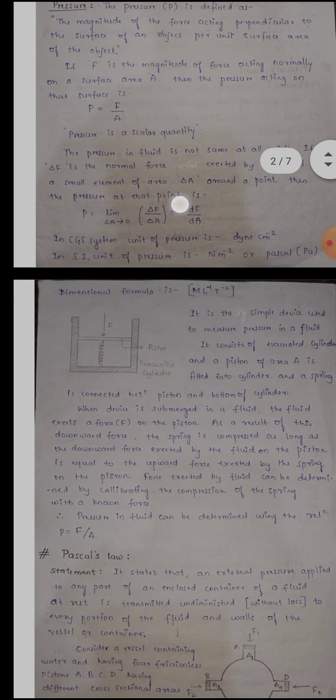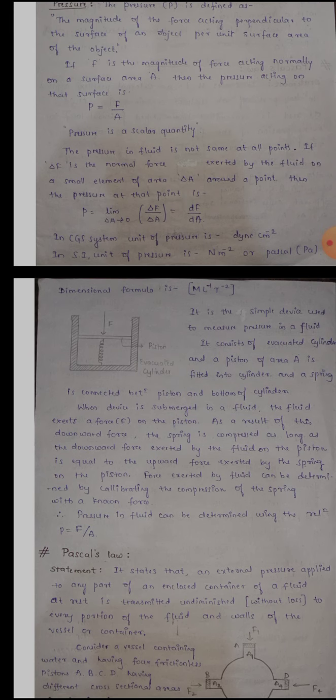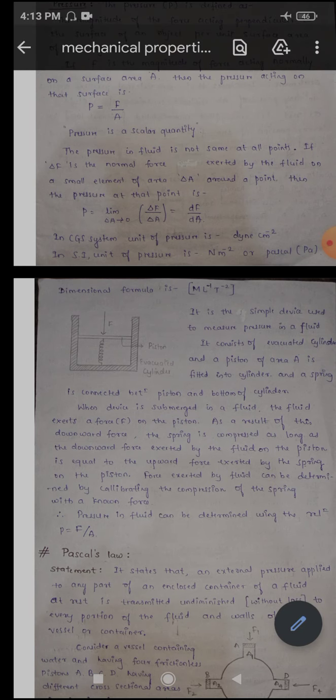Then the pressure at that point is given by P is equal to the limit of delta A tends to 0, delta F divided by delta A. That is written in the form dF by dA. This is the pressure applied on a small area delta A.